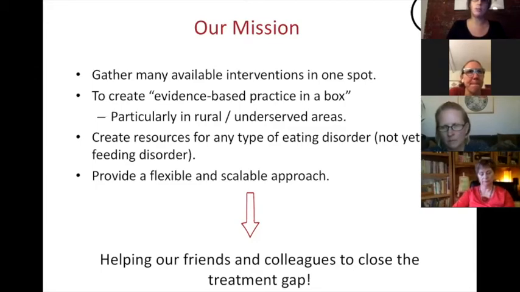And we wanted to create resources for any type of eating disorder, not eating disorders yet, and provide a flexible and scalable approach. So, all of this taken together, what we really want to do is help our friends and colleagues to close the treatment gap.